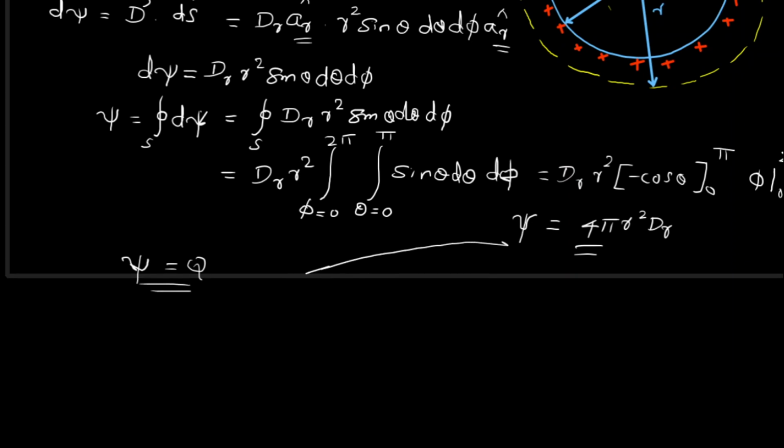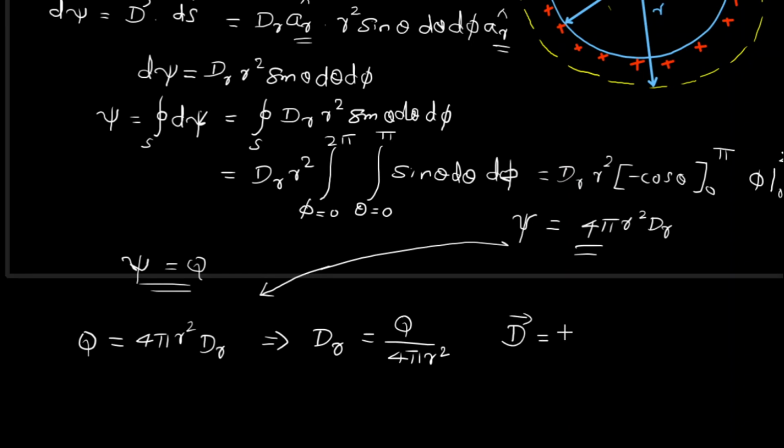So this equation is true for Q also. This can be written as Q equals 4 pi r squared Dr. From this equation, I can easily find Dr. Dr is the magnitude of flux density in the radial direction, so that is nothing but Q divided by 4 pi r squared. Now what is my D vector? D vector is Dr ar cap. So I have Dr now: Dr is Q by 4 pi r squared ar cap. So this is my D vector.